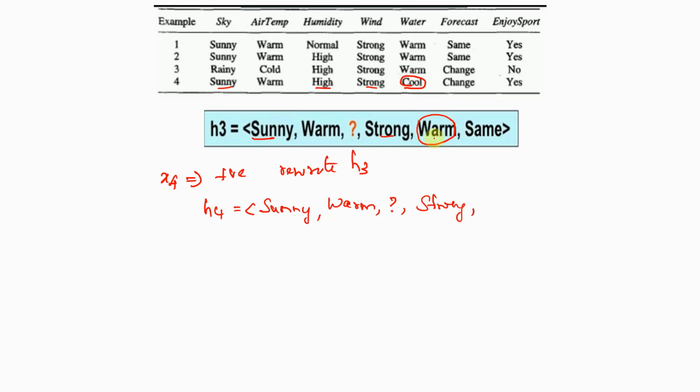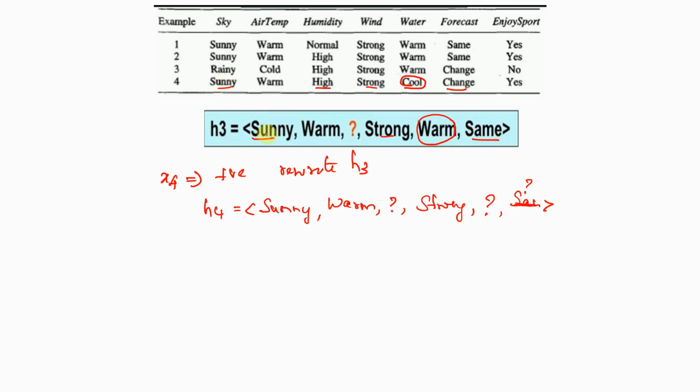So I have to rewrite in order to accept the cool instead of warm. So I am going to put the question mark. Then the last one, see here, it is change. Here it is same. So that also I need to change it to question mark. I think it's clear to you.